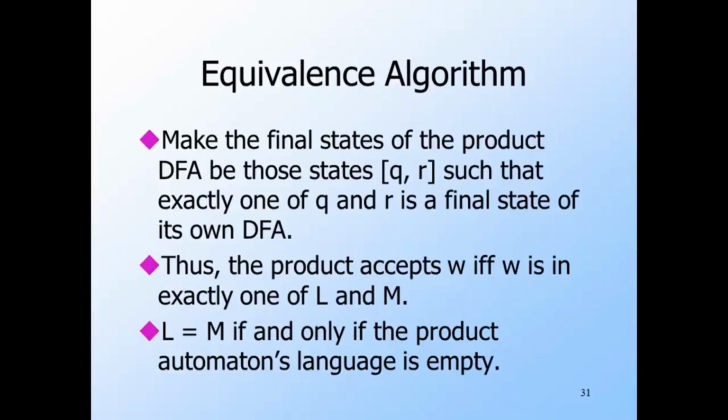The algorithm for testing whether two DFAs are equivalent, that is, whether they accept the same language, begins by constructing the product DFA. Make the final states of the product DFA be all those pairs such that one is a final state and the other isn't. If string W reaches one of these final states in the product, then W is accepted by one of the original DFAs and not the other. Thus, the two languages are not the same. Only if the product DFA with this selection of final states has an empty language are the two DFAs equivalent.